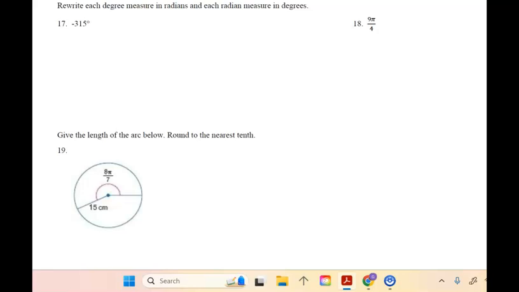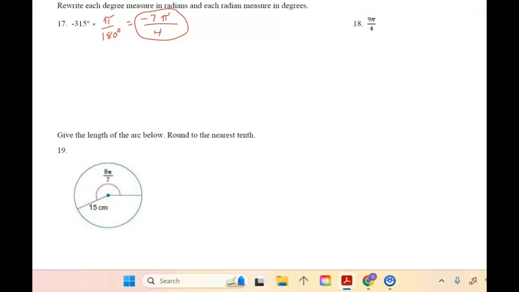We are converting from degrees to radians, so I'm going to multiply by pi over 180 degrees, and then we're going to reduce. So I can reduce these by 45. Negative 315 divided by 45 is negative 7 pi, and 180 divided by 45 is 4. So I end up with negative 7 pi over 4.